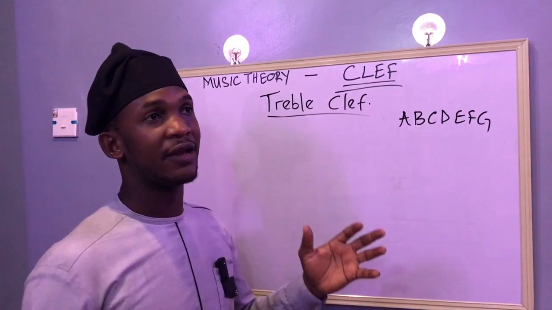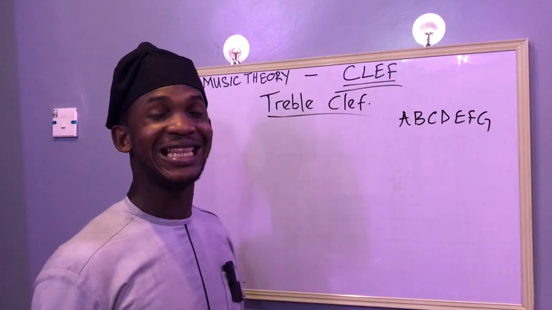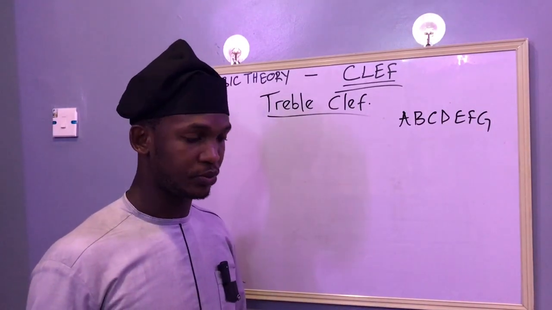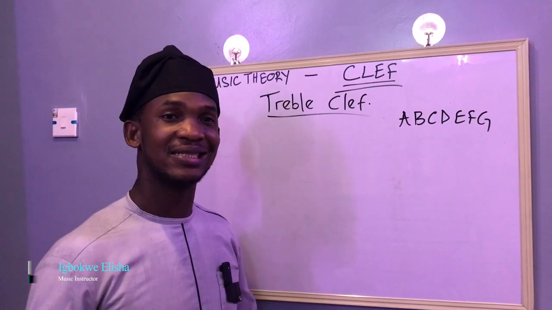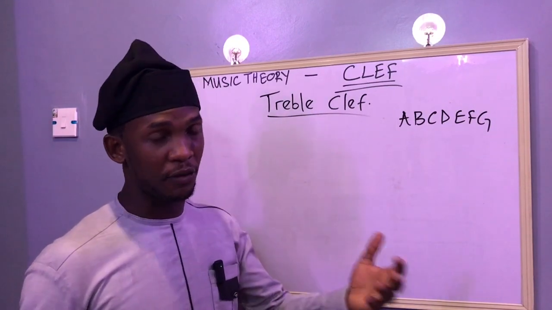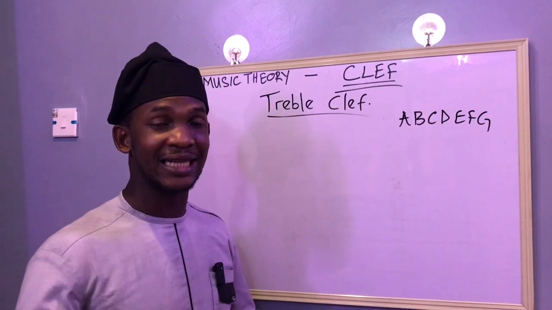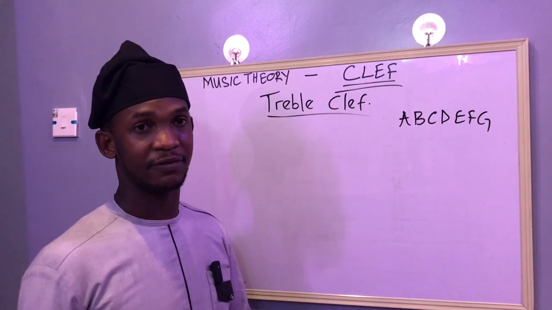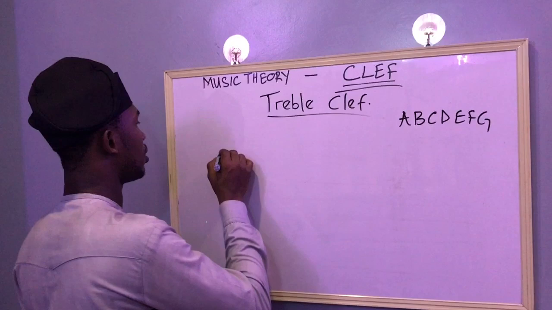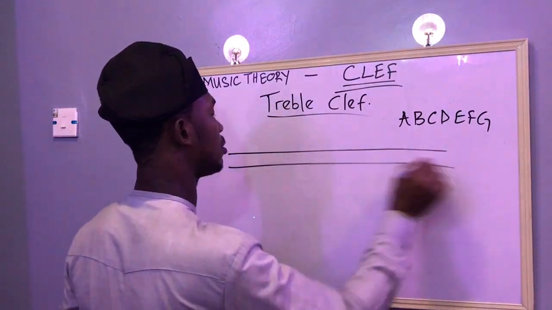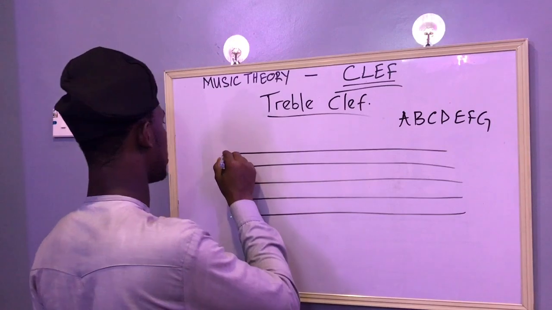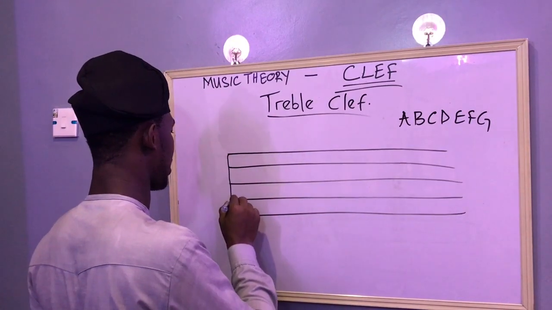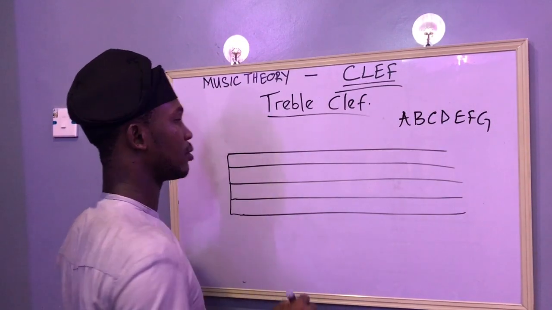So the treble clef, like any other clef, gives a letter name to a particular line of the staff, thereby setting names for every other line and space on the staff. This is what I mean. You have a staff like this.